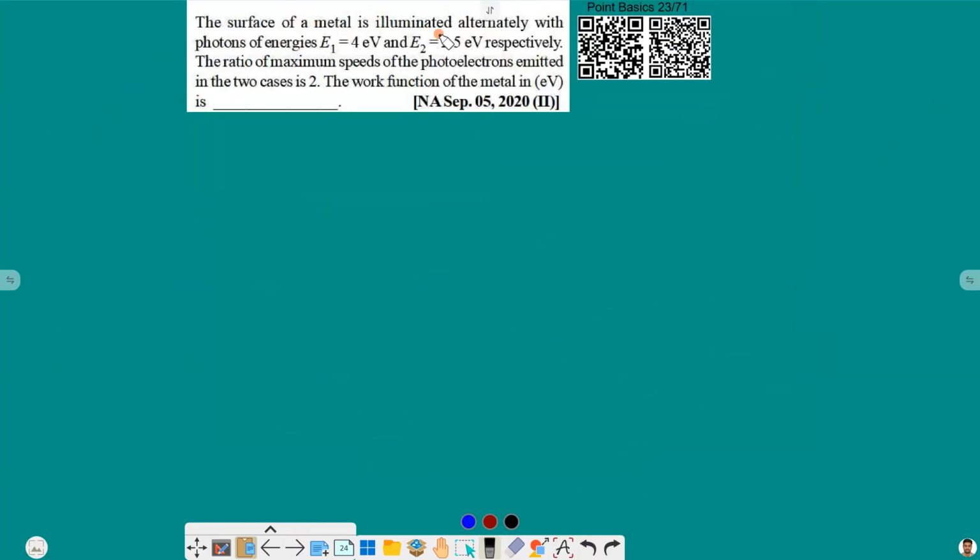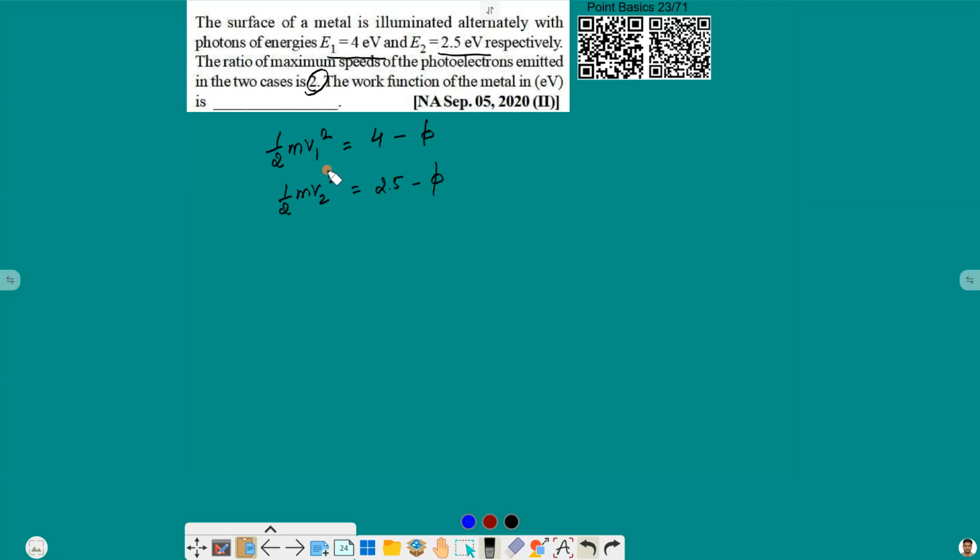The surface of a metal is illuminated alternatively with photons of 4 and 2.5 electron volt respectively. The ratio of maximum speed of the photoelectrons emitted, in this case close to work function of the metal, we have to find out. So we know that maximum speed from the photoelectric effect experiment, half mv square, will be given by energy minus the work function. So first, energy is 4 electron volt minus phi, that is work function. Similarly, second, half mv2 square will be equal to 2.5 minus phi.